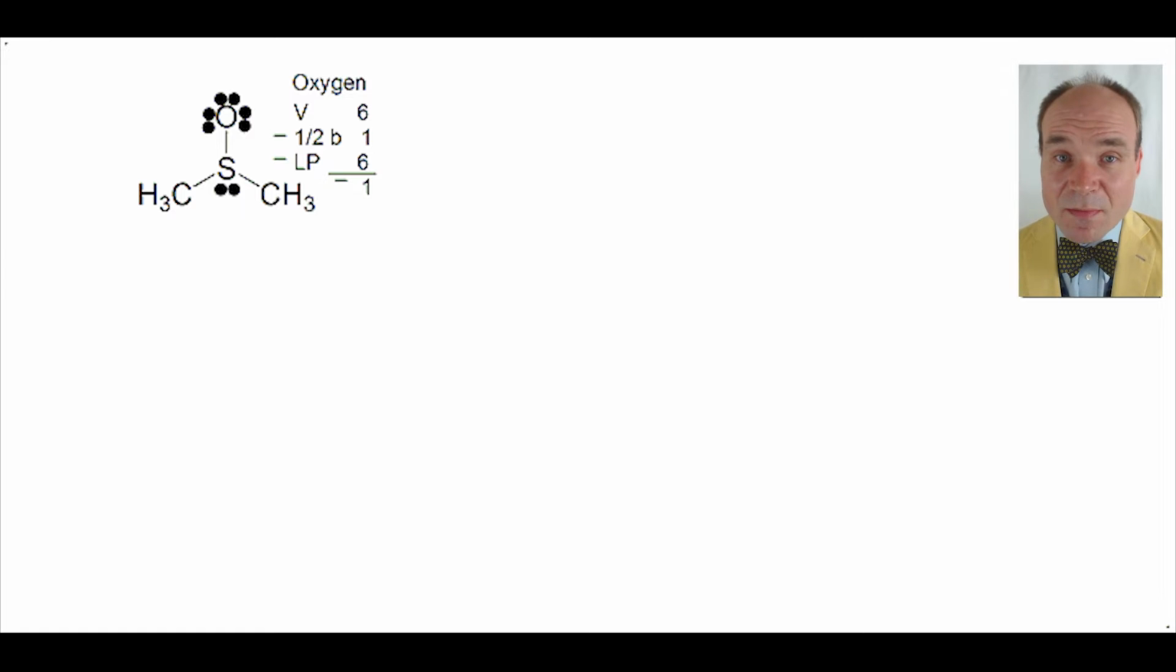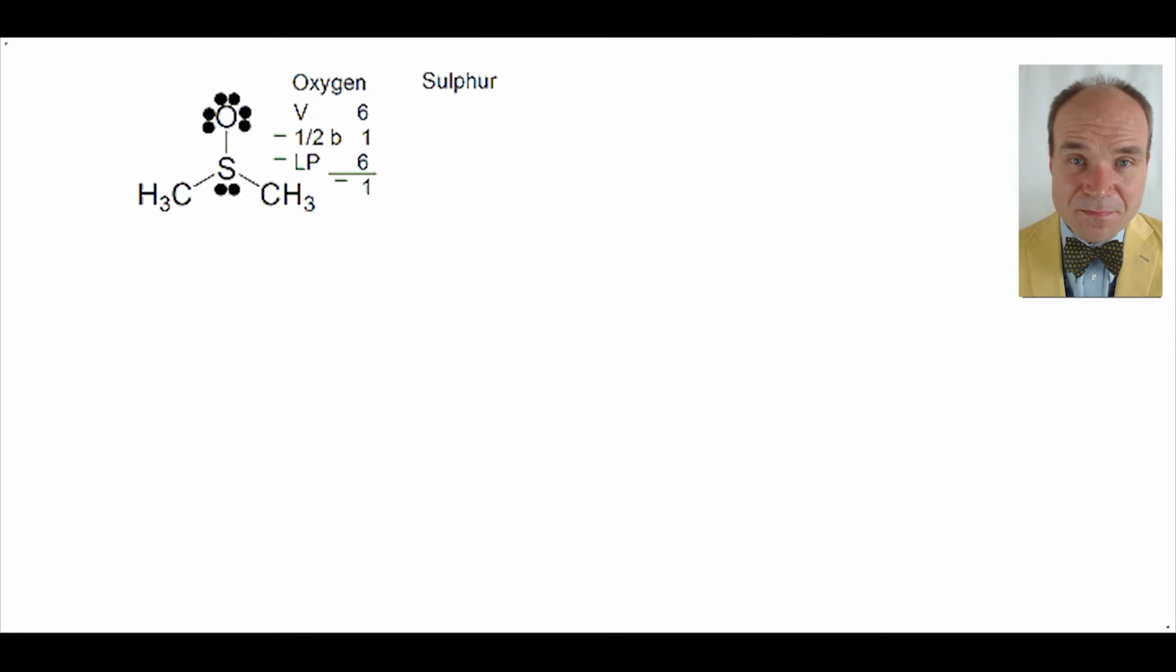Half the number of bonded electrons, well, there are 2 electrons in that bond, so half that number is 1. Now we move on to look at the number of lone pairs. Here we have 3 lone pairs, and there are 6 electrons associated with those lone pairs. So the calculation we do is the number of valence electrons minus half the number of bonded electrons minus all the lone pair electrons. That's to say, in this case, 6 minus 1 minus 6. So overall, the answer is minus 1. This oxygen has a formal charge of minus 1.